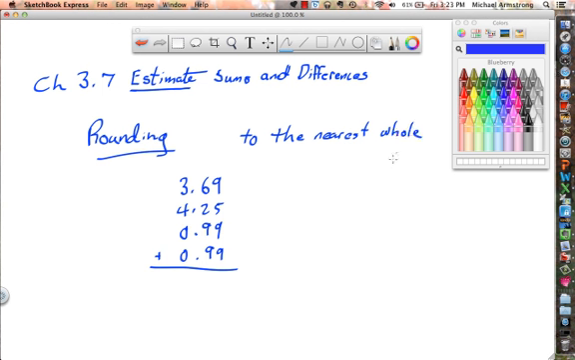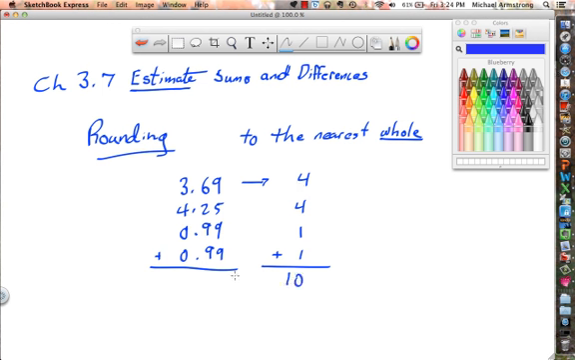Okay, so that's the ones place. The nearest whole number, to the nearest dollar, because we're imagining these are all dollars, $3.69. It doesn't have to be, but that's what we're doing this time. So we're just going to draw an arrow over here, and we're going to round everything either up or down. So this would round to $4, this would round to $4, 99 cents would round to $1, and 99 cents would round to $1. And we add all of those up. 4 plus 4 is 8, 9, and 10. We just say it's about $10.